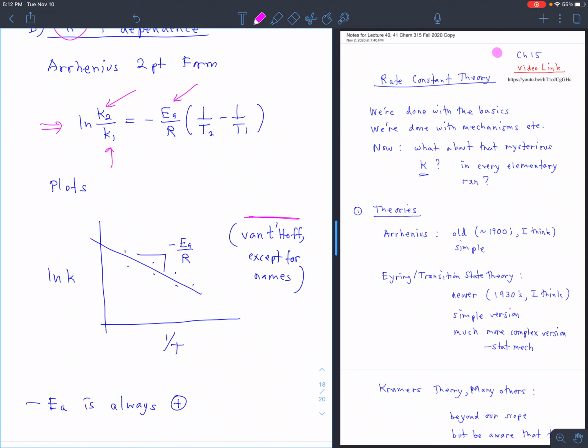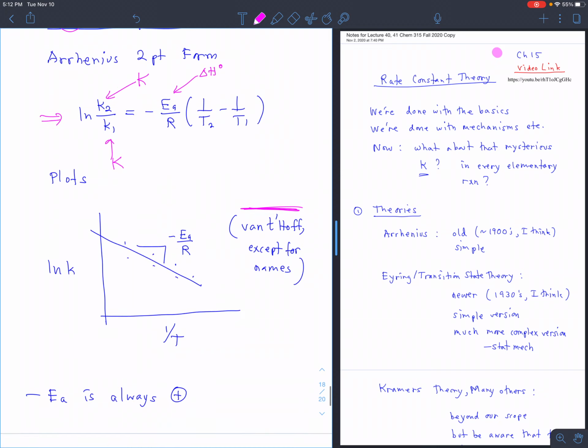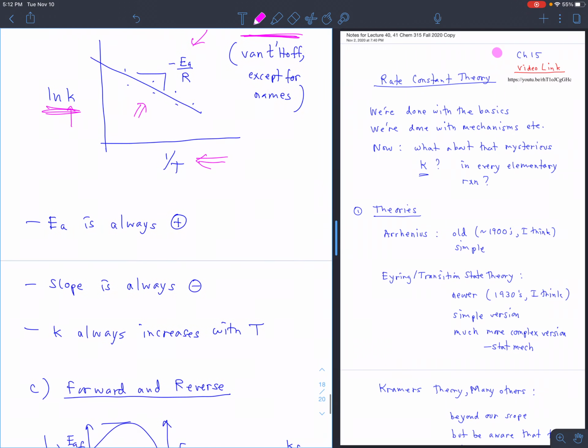It's the same thing as the Van't Hoff form if you replace this with delta H instead of energy of activation and replace these guys with equilibrium constants instead of rate constants. So mathematically it's the same thing and therefore should be familiar. Especially you can make a linear plot by plotting the logarithm of the rate constant versus 1 over the temperature. That should be a straight line according to Arrhenius, and the slope should be minus EA over R.